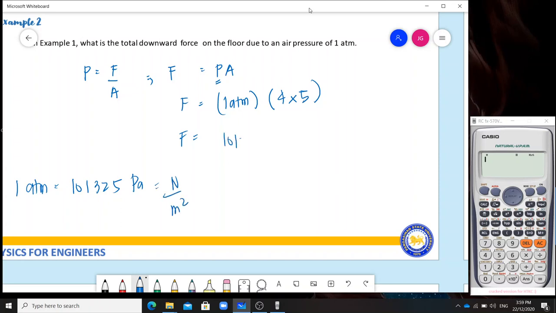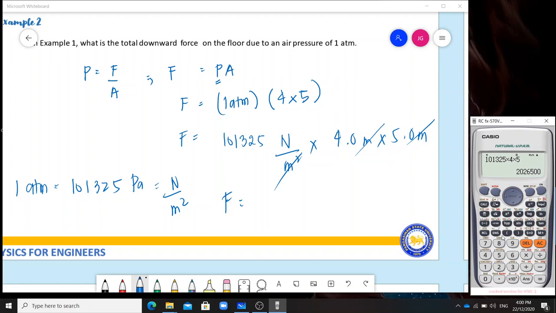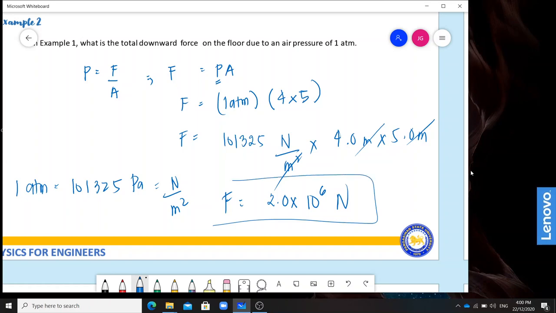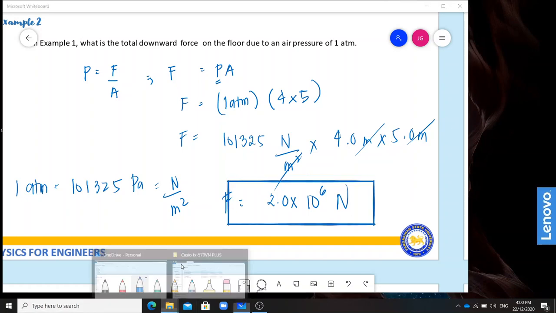Okay. So, 101325 Newton per meter squared times 4.0 meter times 5.0 meter. So, maka-cancel yung meter. Okay? So, 101325 times 4 times 5. So, that is equivalent sa 2.0 times 10 raised to 6 Newton. Okay. So, that this is our final answer.